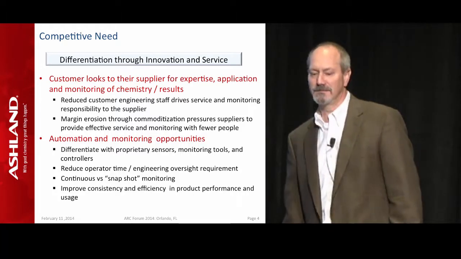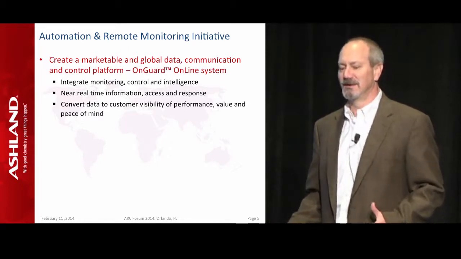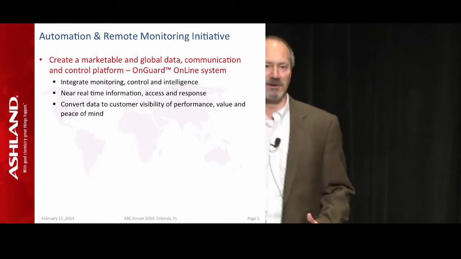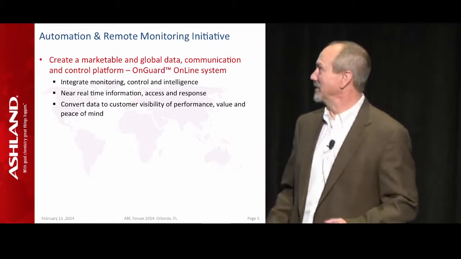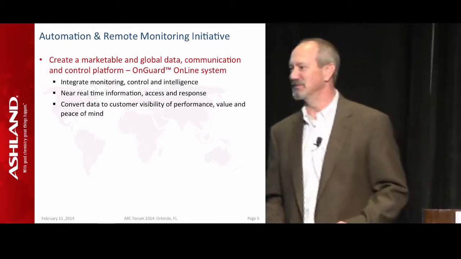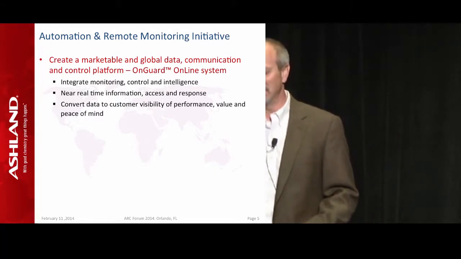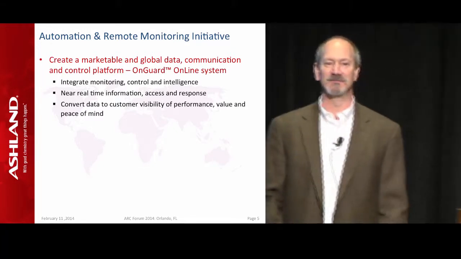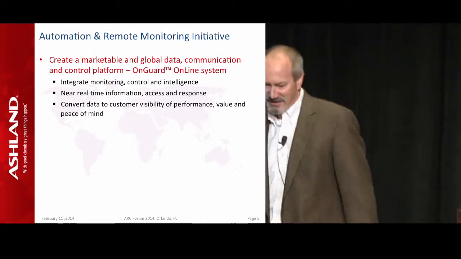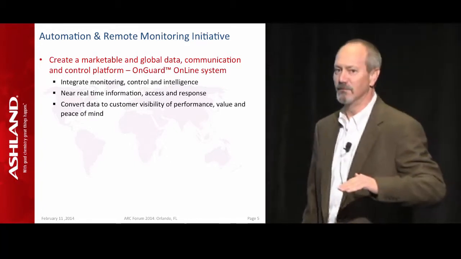So we had a goal, and our goal was to create this initiative that is a marketable and global data communication and control platform that we call the OnGuard System. We're going to integrate monitoring, control, and intelligence. We're going to have near-time information, access, and response. And we're going to convert customer data into visibility, performance, value, and peace of mind. Sounds great. Bunch of big words, right? So what does it mean? How are we going to do this? If you take a look at the last slide here, converting data into customer visibility of performance.